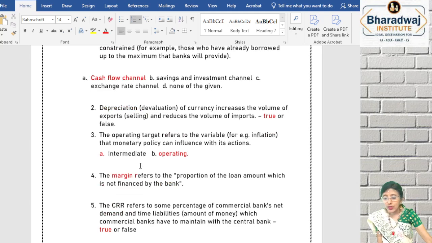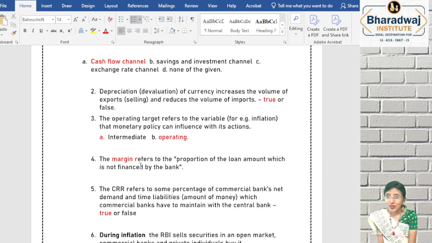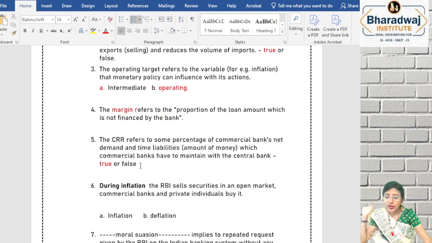The term margin, fixation of margin, I told you, for the agricultural sector the margin will be less, 10%, which means what? Only 10% you have to take from outside, seek loan from outside. We will provide you 90%. For the plastic industry, they'll say take 90% from outside, we can give you only 10, because they don't want the plastic industry, which is hazardous. Remember the term margin. That proportion of loan which is not financed by the bank, you have to search from outside sources, which means a higher rate of interest, compound rate of interest. Are you clear? Okay. CRR. True or false? What did you write? True.